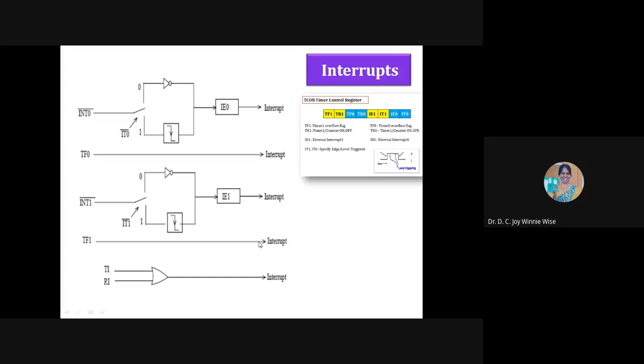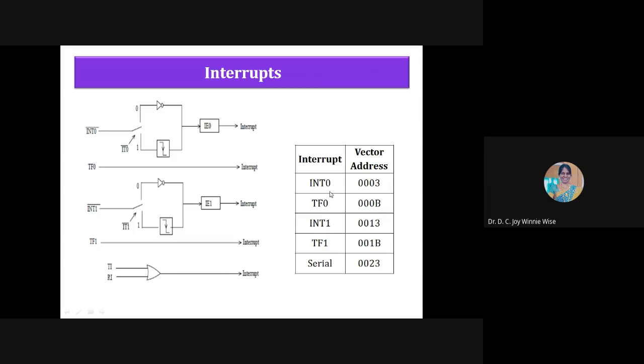So actually, what I said here, interrupt, is nothing but the vector address. Okay. So if this IE0 is enabled, it will go to this vector address. And this, let's see in the next diagram. I have given this vector address here. So the vector address is nothing but the starting address of the interrupt service routine.